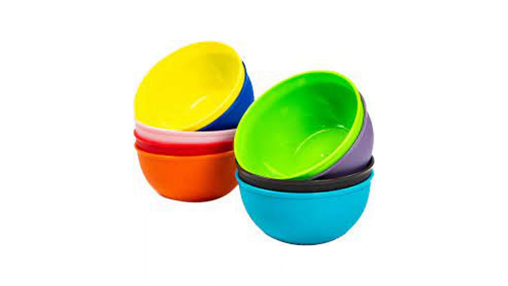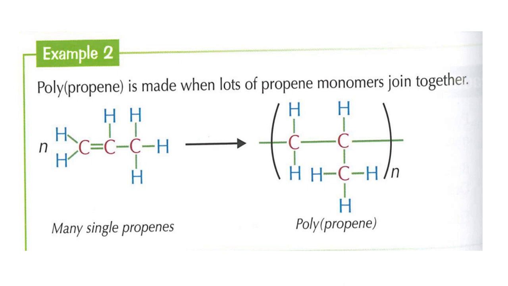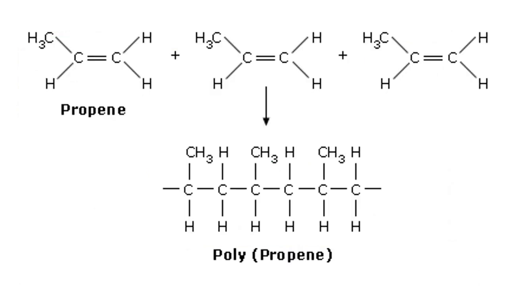Again, it's non-biodegradable, they'll last for ages. We've all seen plastic bowls before. The key point here is this: you have to be able to draw the monomer. And you can see you break the carbon-carbon double bond, you straighten everything up, and you add those two dark green dashes at the side to indicate that there is more than one molecule. Here is three propene monomers joining together to form polypropene in a polymerization reaction.